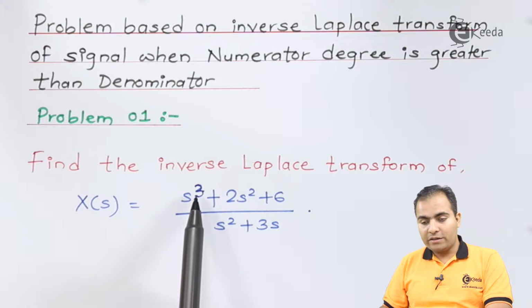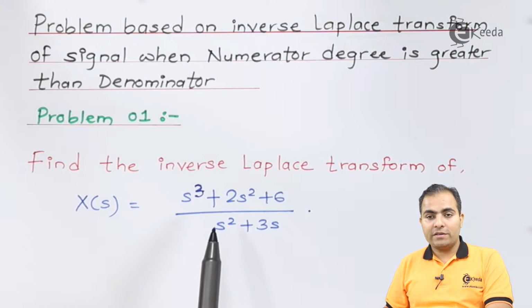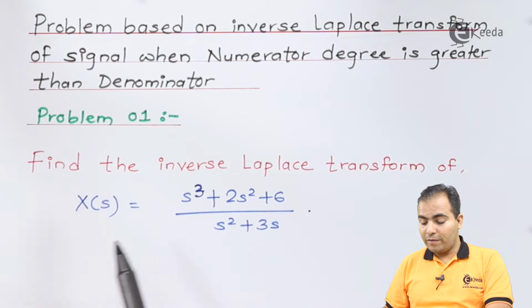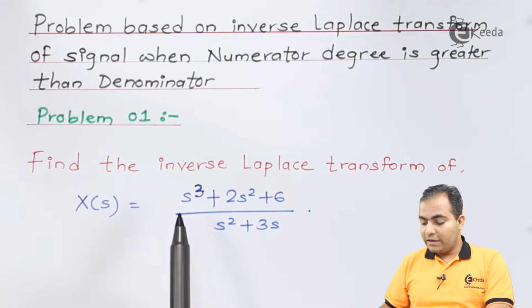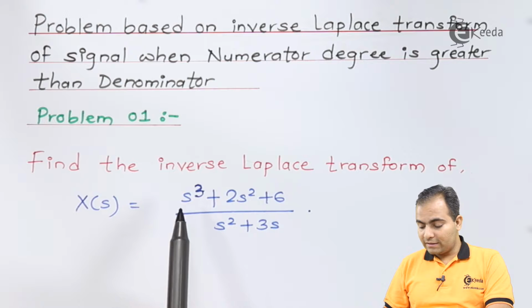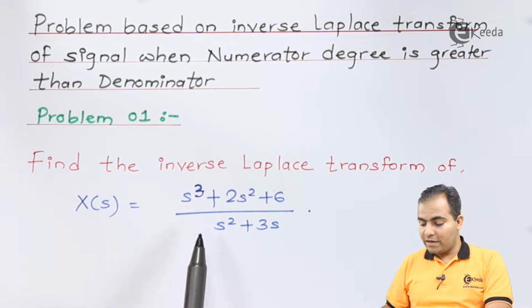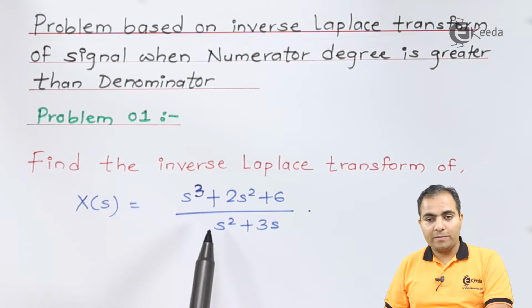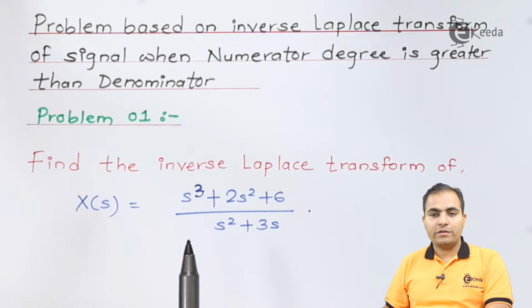Now look here, the degree of s in the numerator is cube and in the denominator we have square. According to the inverse Laplace transform theorem, before finding the inverse Laplace transform of any function, the necessary condition is that the numerator degree is always lesser than the denominator. But right now here the degree is greater. To sort out this problem, we will use the division method. What was that? I'll show you.